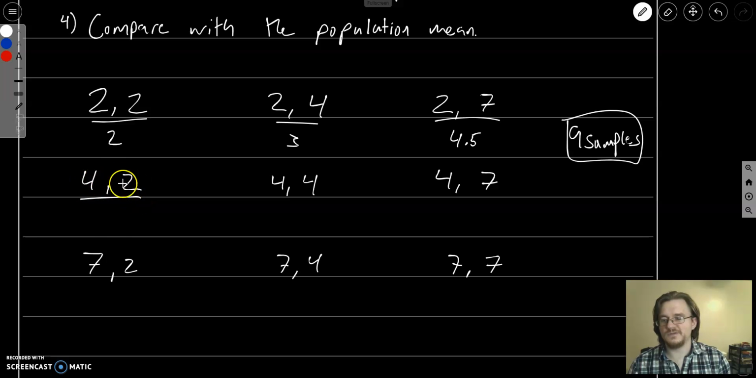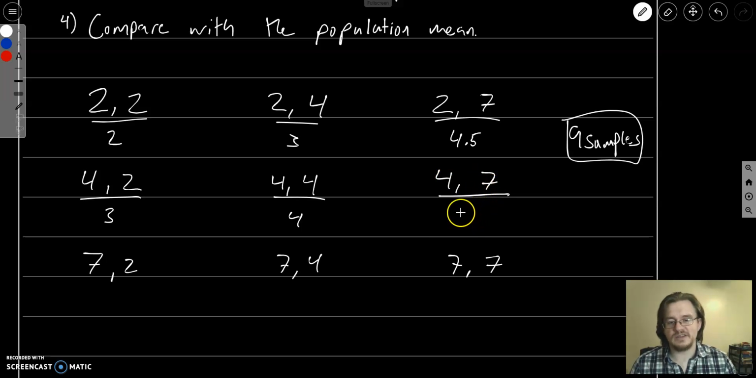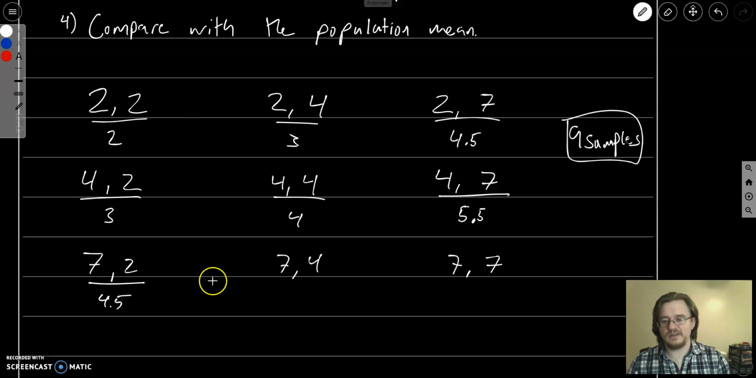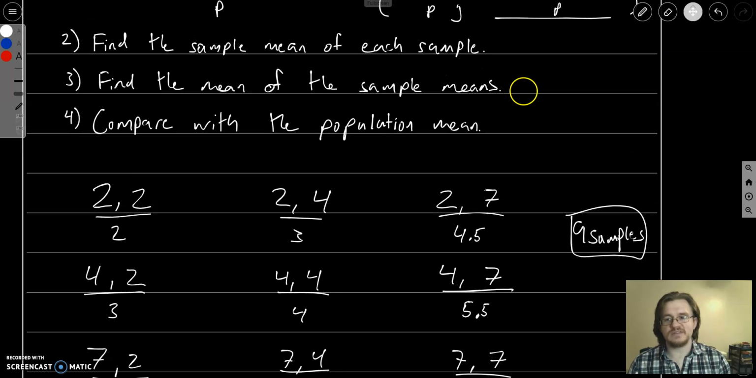The mean of 4 and 2, 4 plus 2 is 6, divided by 2, because there's 2 elements in the sample, is 3. The mean of 4 and 4 is 4. The mean of 4 and 7 is 11 divided by 2, so that's 5.5. The mean of 7 and 2, well, we already did that. That's 4.5. The mean of 7 and 4, 5.5. The mean of 7 and 7 is 7. Okay, so we found the sample mean of all 9 potential samples of size 2.